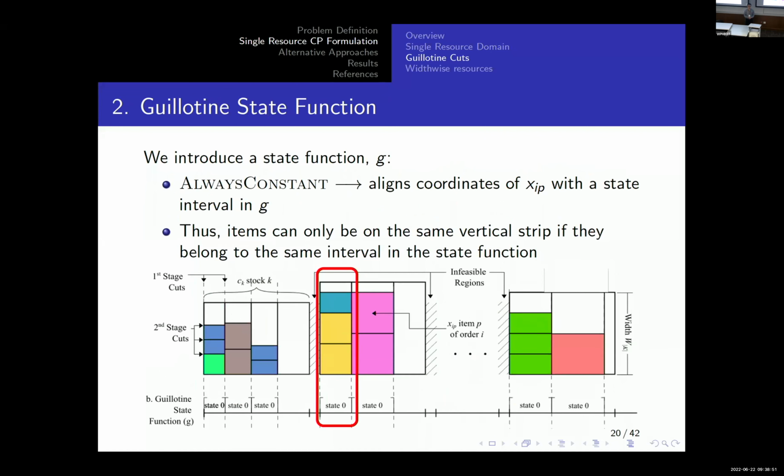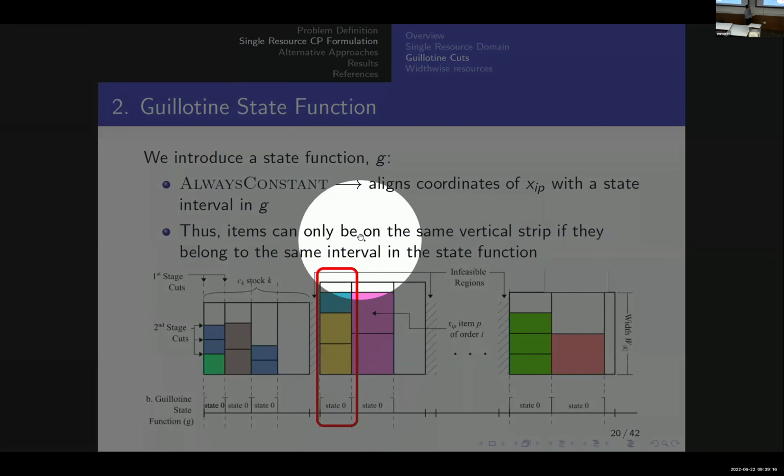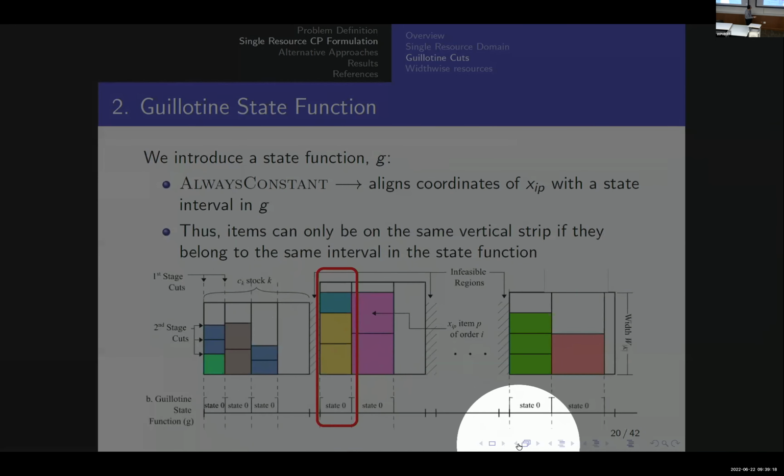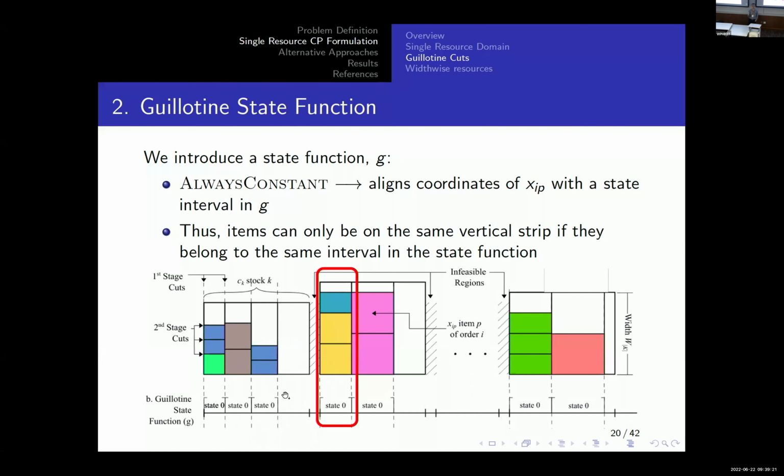Now, Guillotine functions. So Guillotine cuts. Guillotine cuts turn out can in fact be modeled using state functions. And the key observation here is that the lengthwise coordinates of the items, if you think about a feasible solution, can never overlap if they're in different vertical strips. In other words, if we project the lengthwise coordinates of all of these items onto this unified horizon, we obtain a series of non-overlapping intervals, which is precisely the definition of a state function.